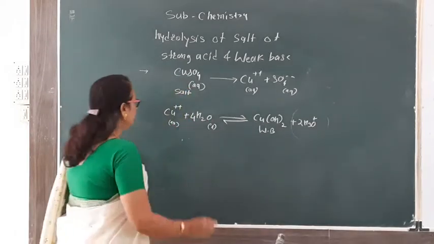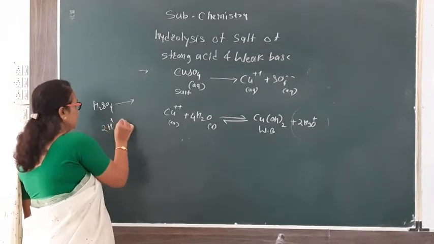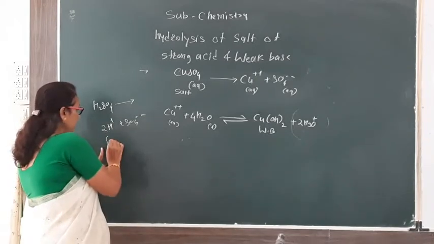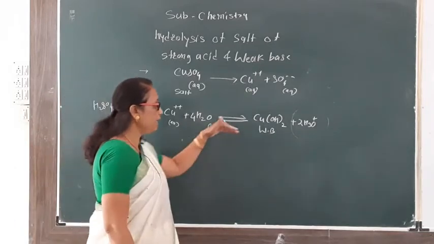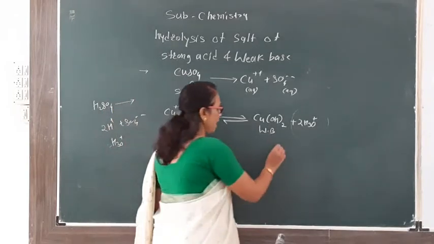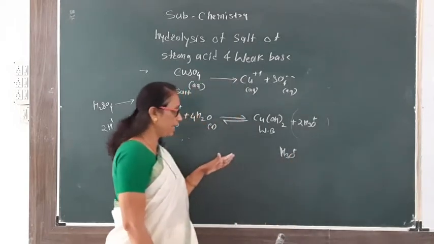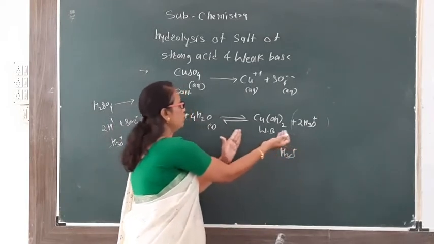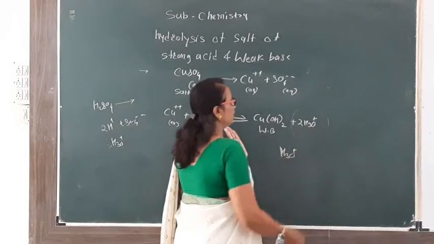If we add the H2SO4 to this solution, that means H plus ions, that means the H3O plus ions are added to the solution. We are adding H2SO4 to this copper sulfate solution, that means we are adding the H3O plus ions to the solution. And if we add H2SO4, that means H3O plus, the equilibrium shifts towards the left. Why? Because concentration of product increased.